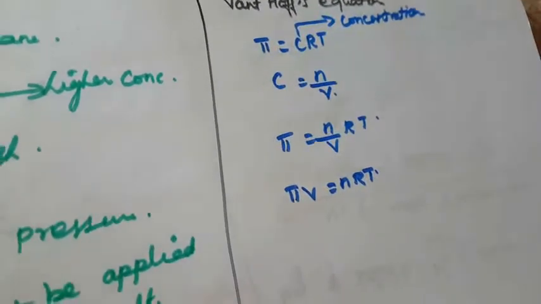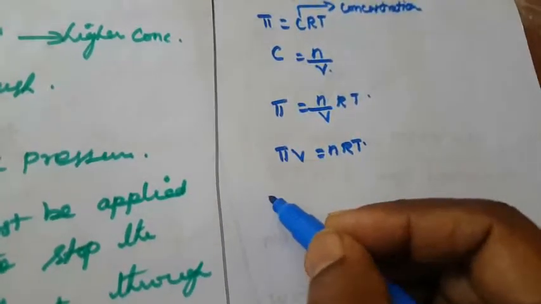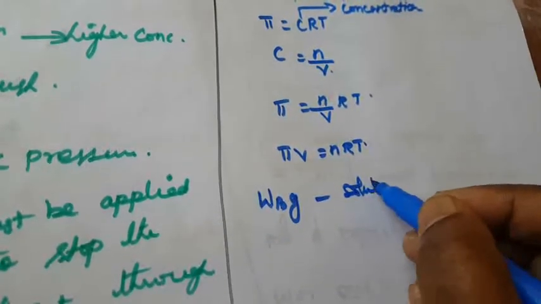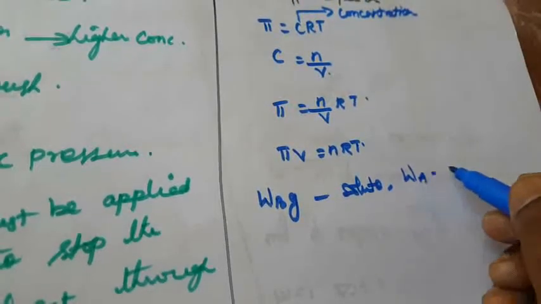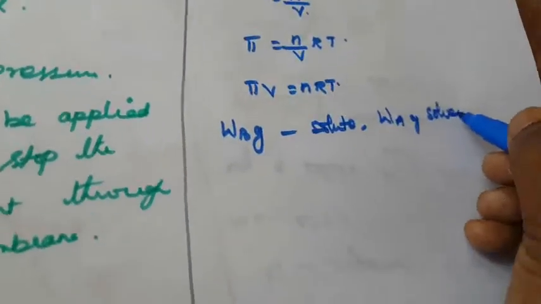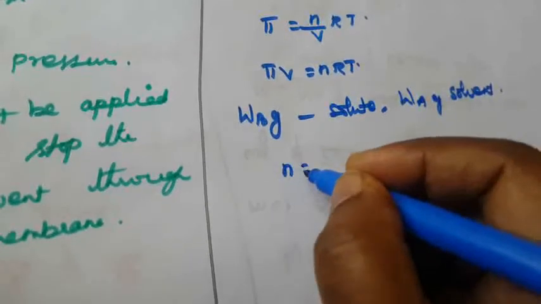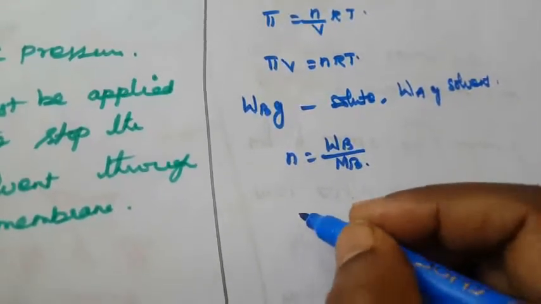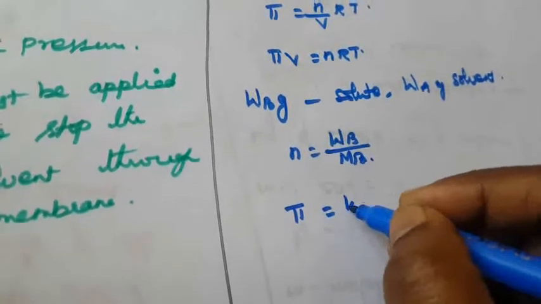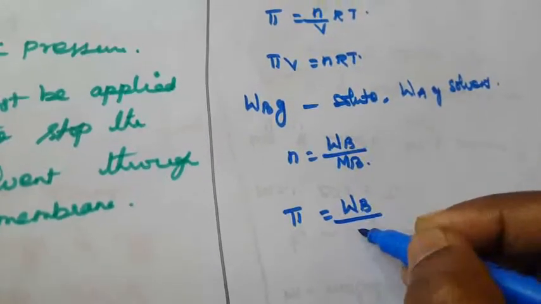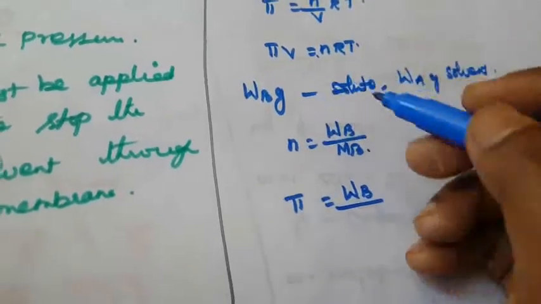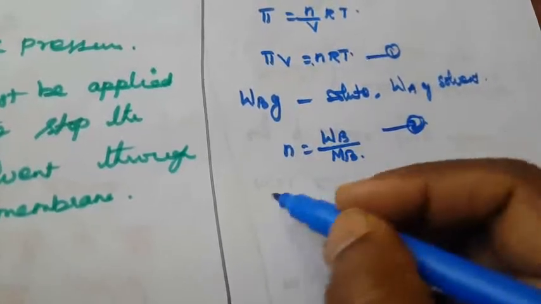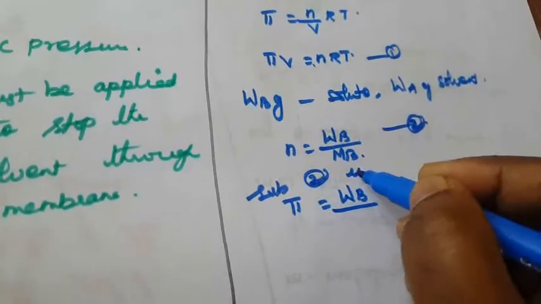This is one equation. The solution is prepared with a non-volatile solute, W_B gram of solute and W_A gram of solvent. So n is equal to W_B by M_B, where M_B is the molar mass of the solute. This is the first equation, this is the second equation. Substitute 2 in 1.